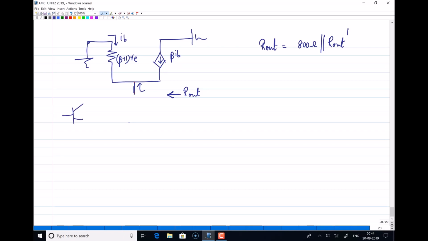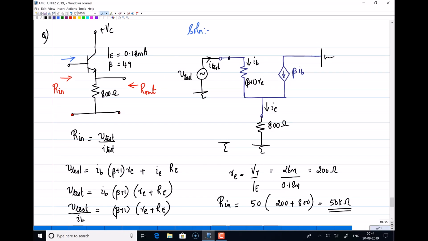So what is the output resistance? Output resistance is 800 ohms parallel to RE. What is RE in this case? RE we obtained as 200. So it is 800 parallel to 200. 160 ohm is the output impedance.